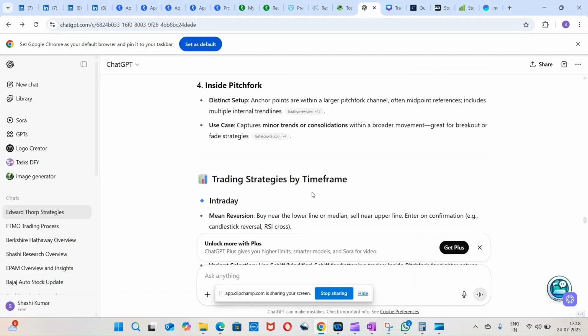And there is something called the inside pitchfork. So this is a distinct setup. Anchor points are within a large pitchfork channel. Often midpoint references include multiple internal trend lines, capturing minor trends and consolidations within a broader movement. Great for breakout or fade strategies.